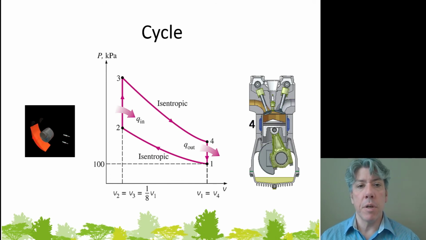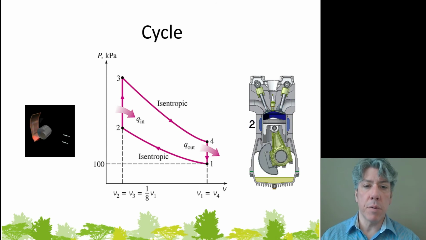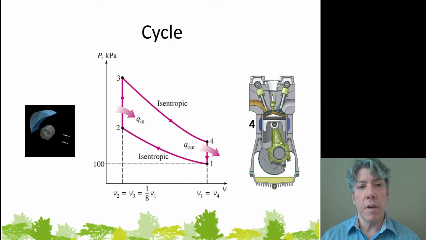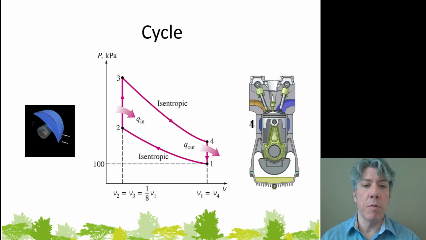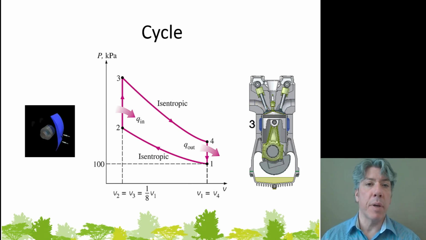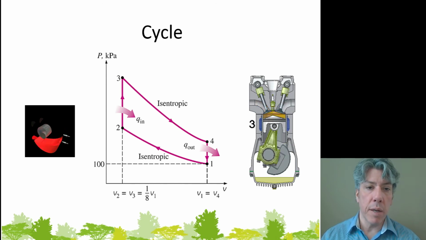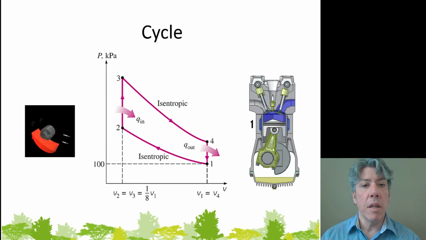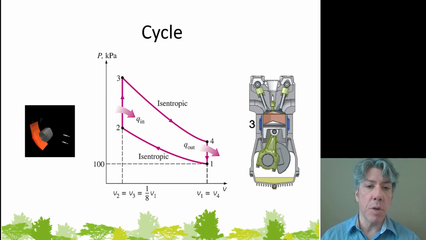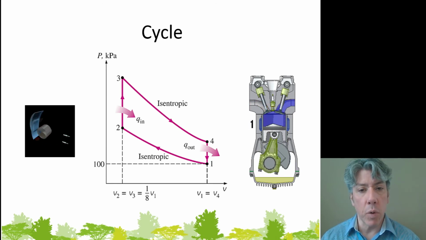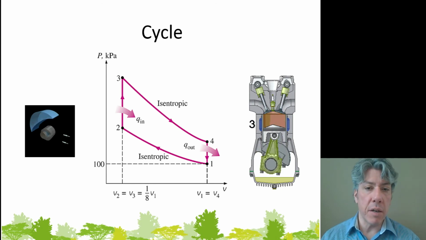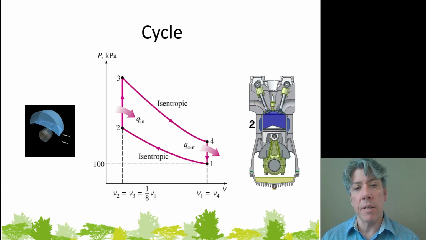The important feature to note right now is that the system moves through 4 distinct states via 4 distinct processes and ends up back where it started. So you move from state 1 through isentropic compression to state 2, then from state 2 to state 3 by constant volume heat addition, then from state 3 to state 4 by isentropic expansion, then from state 4 to state 1 by constant volume heat rejection. And as I said, we'll study this later.